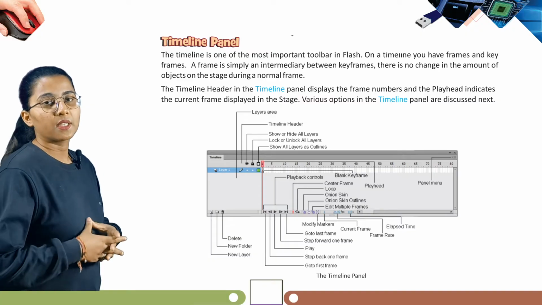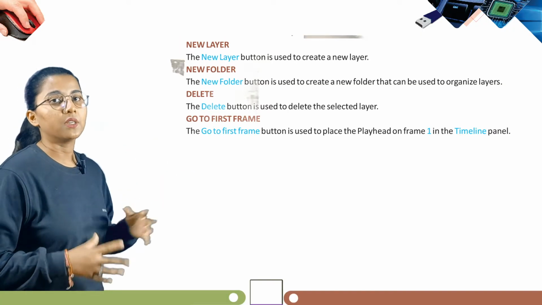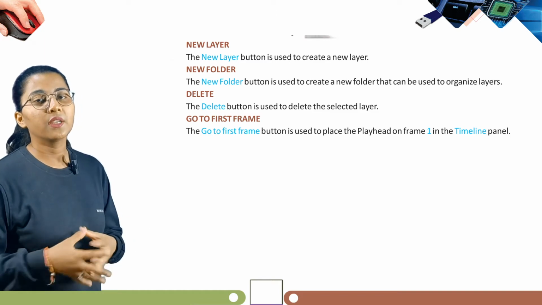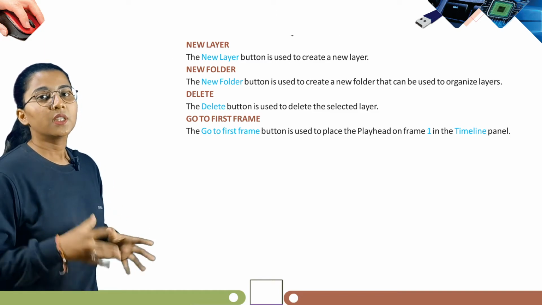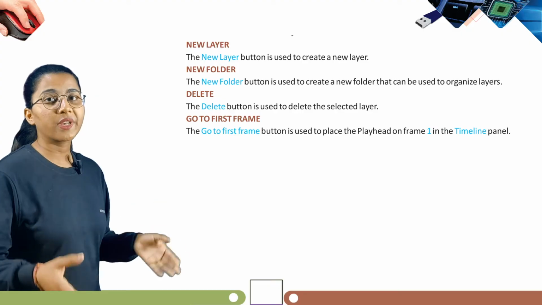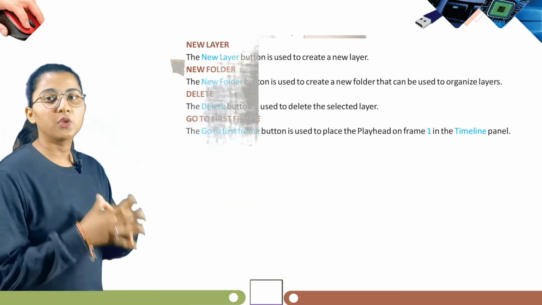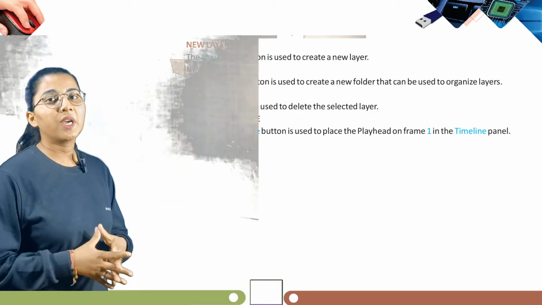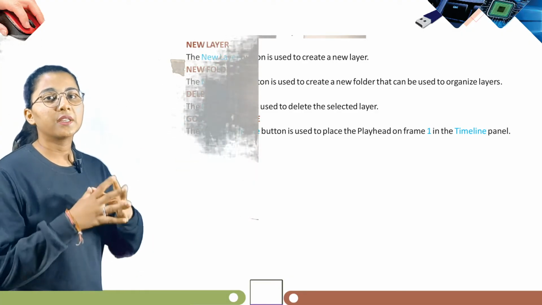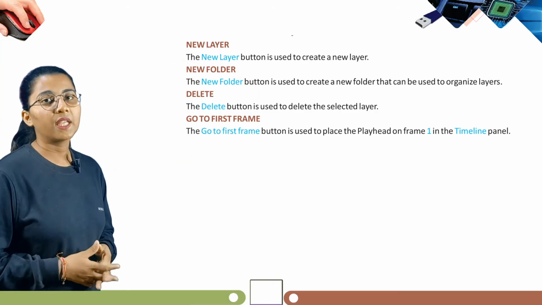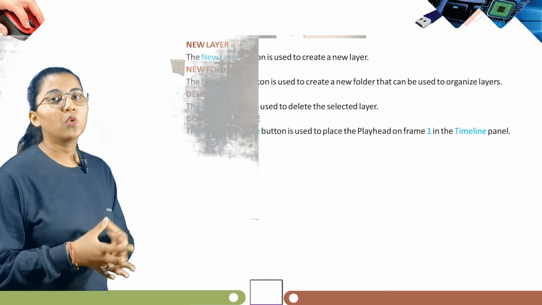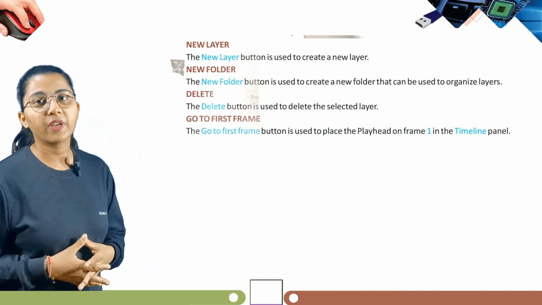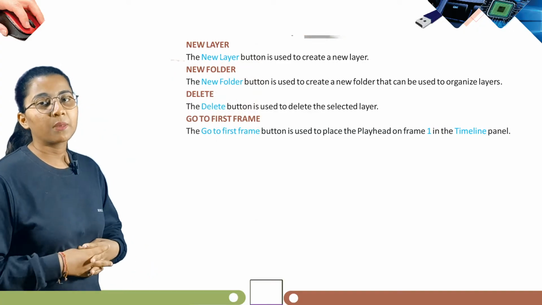Now students, let's learn about the new layer. The new layer button is used to create a new layer. Then the new folder button is used to create a new folder that can be used to organize layers. Then next we have delete. The delete button is used to delete the selected layer. Then go to first frame. The go to first frame button is used to place the playhead on the first frame in the timeline panel.